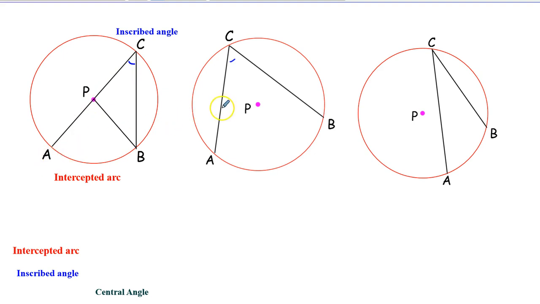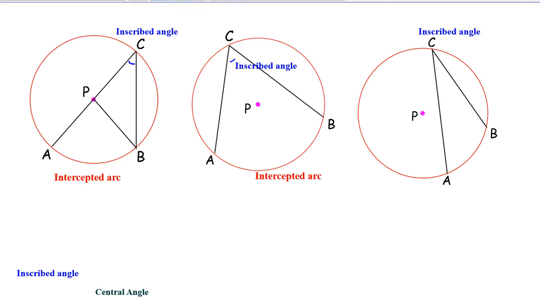Now in the second case, AB is the intercepted arc, and ACB is the inscribed angle, and the center of the circle is lying inside, in the interior of the inscribed angle. And in the third case, we have the inscribed angle ACB, and the center of the circle is outside this angle ACB.